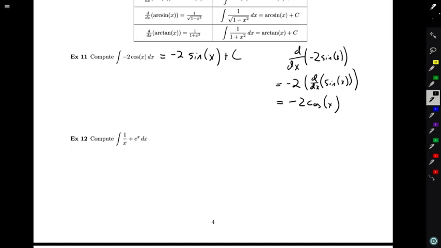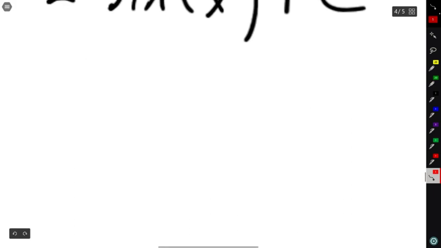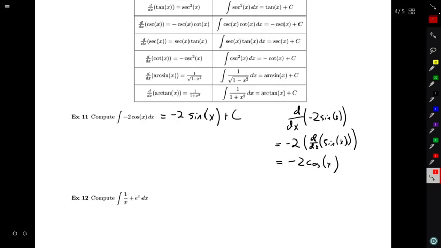In other words, it certainly seems like just like our derivative constant multiple rule, which says constant multiples stick around, the integral constant multiple rule should be the same. Constant multiples are going to stick around when we're taking their integrals.